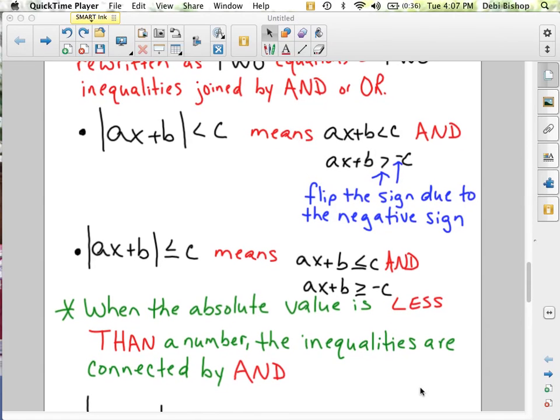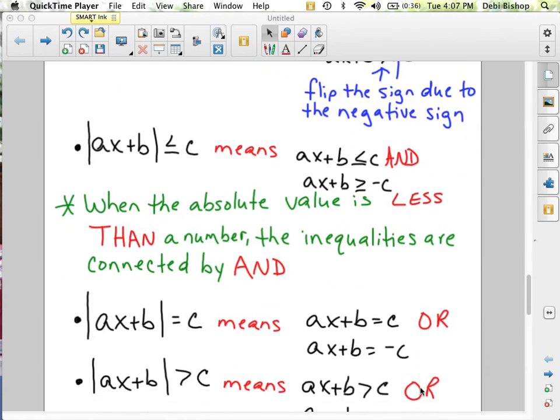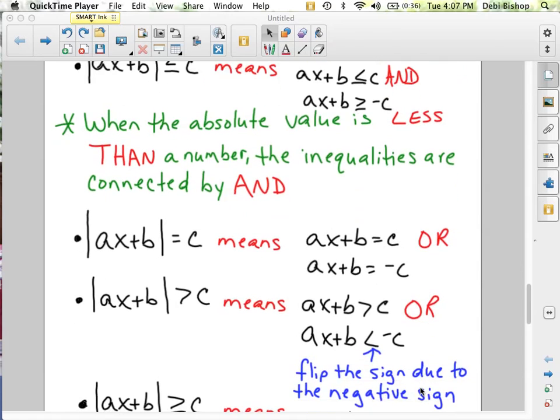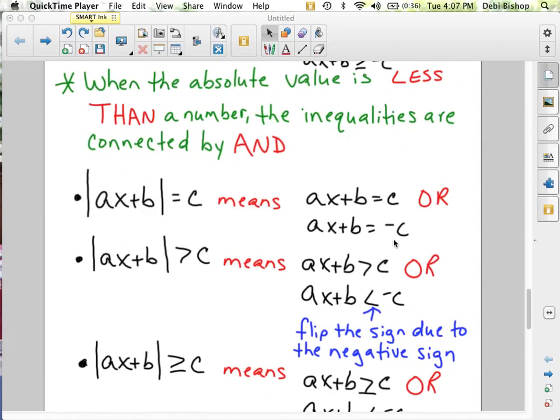Now let's look at an equal and greater than. So again, we did some examples of this. The absolute value of ax plus b equals c means ax plus b equals c, or ax plus b equals negative c, because when it equals something and they're opposite, it has to be an or in this case. So if we have the absolute value of ax plus b is greater than c, that means ax plus b is greater than c, or ax plus b is less than negative c. Again, flipping that sign.